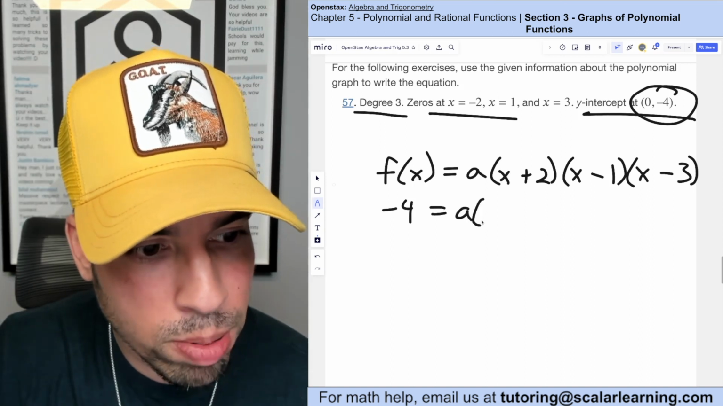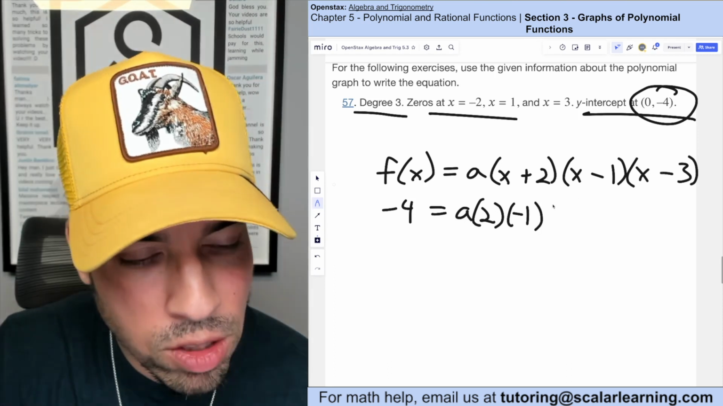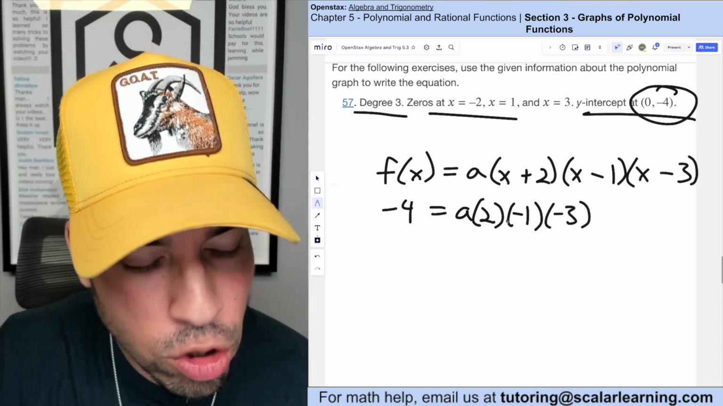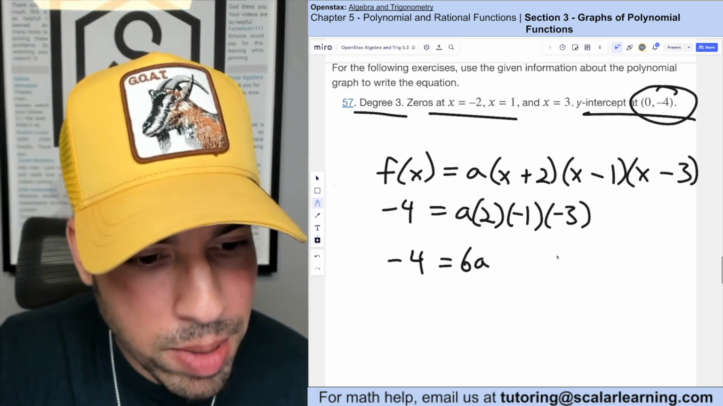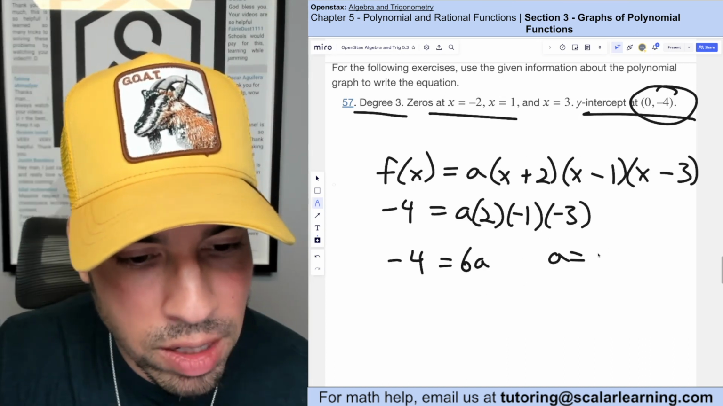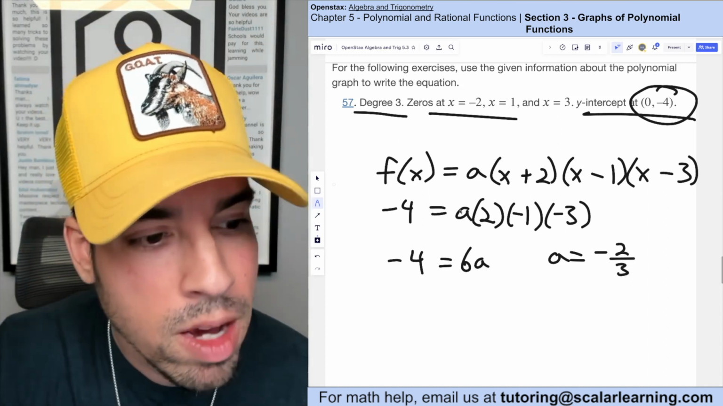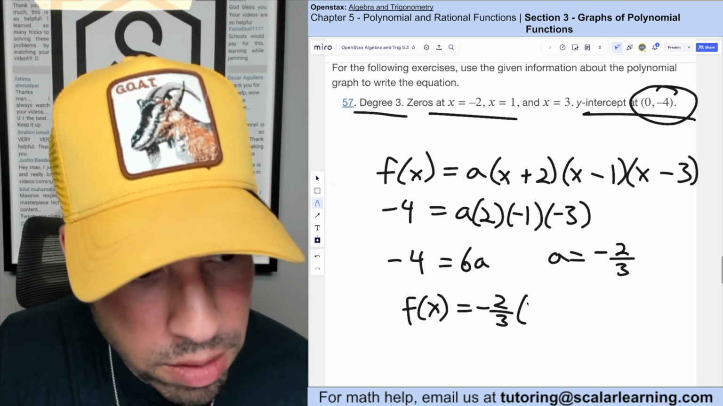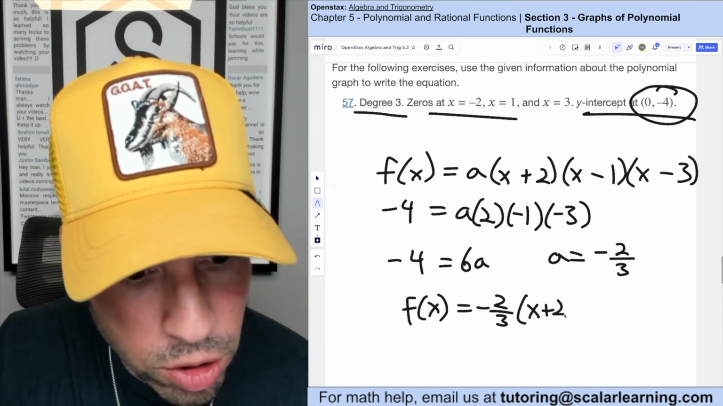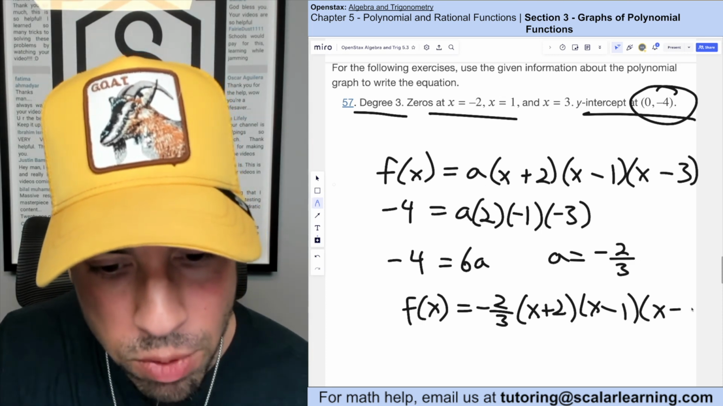So then 0 plus 2 is 2, 0 minus 1 is -1, 0 minus 3 is -3. 2 times -1 times -3 is +6. Then we divide by 6 and we get a equals -4 over 6, reducing to -2 over 3. Now we finalize the equation. So again, we got our a value of -2/3, and then we got x plus 2, x minus 1, x minus 3 for the win.